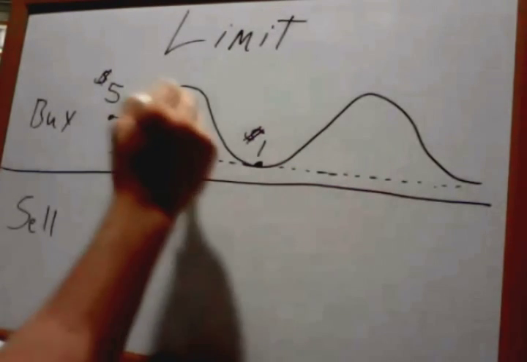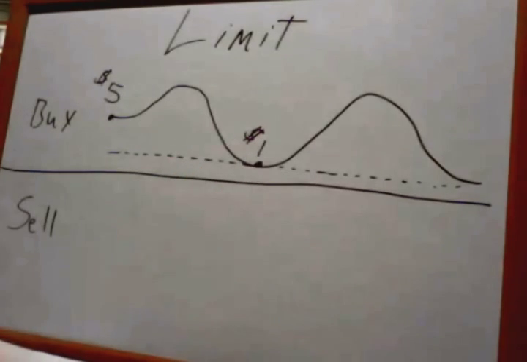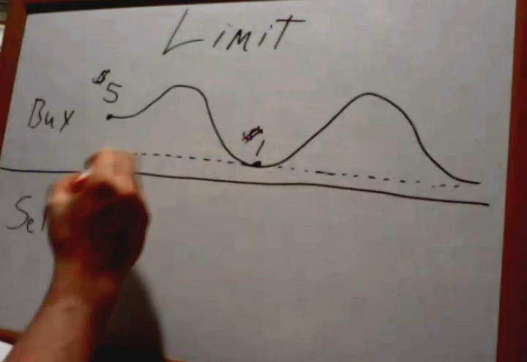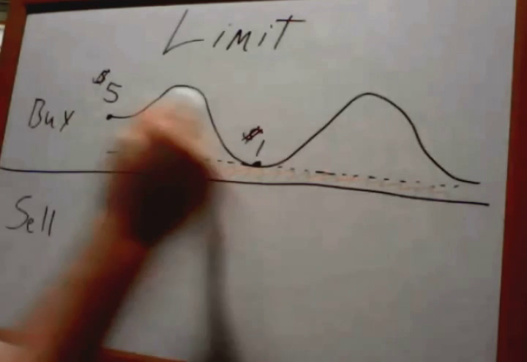So at any point, if the stock value crosses this limit line, you're going to buy it at that point. You're going to buy it for this amount or less. So for any of this area in here, you're going to be able to buy it if at any point it crosses down to that.